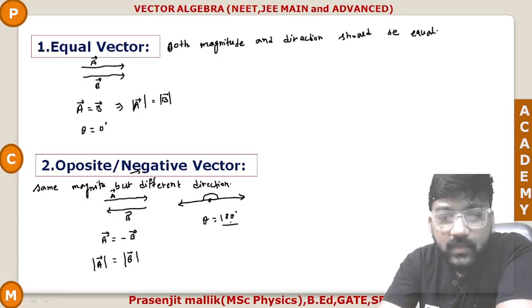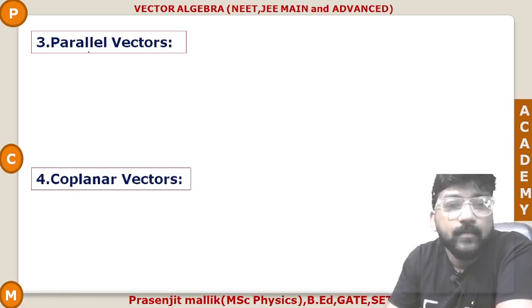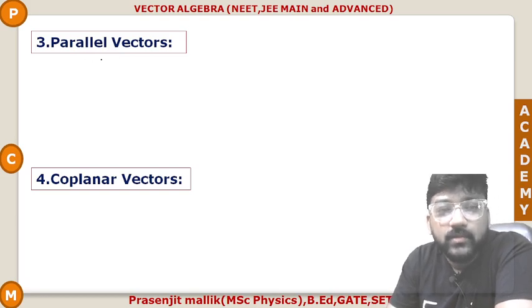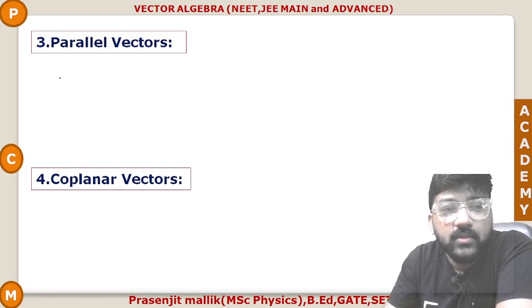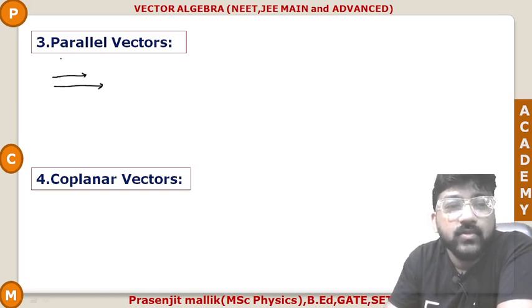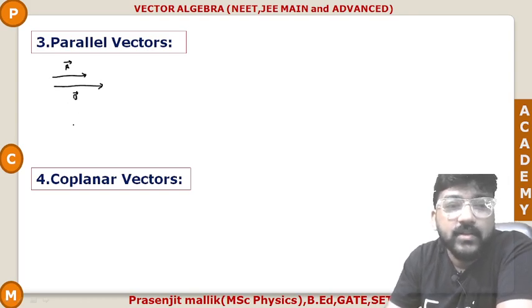Similarly, if you talk about parallel vectors, then the magnitude may not be equal. If the magnitude is equal, then it is also very good. But if it is not equal, then there is no problem. But the directions should be equal. Suppose this is your vector A and this is your vector B. A and B vectors are not equal in magnitude, but the same in direction. So in that case, you can write A vector is parallel to B vector.